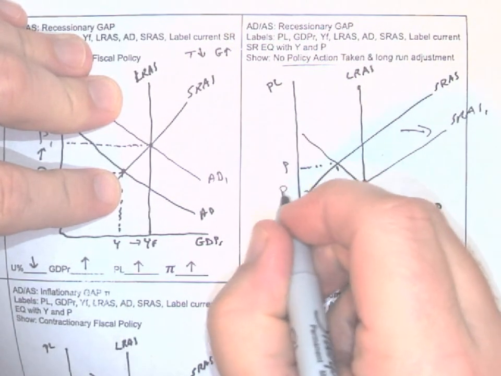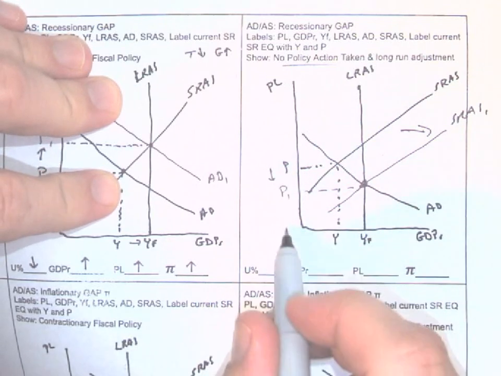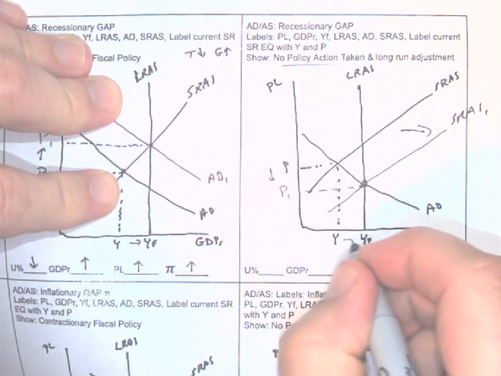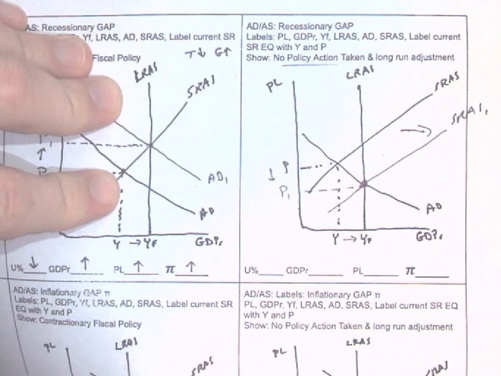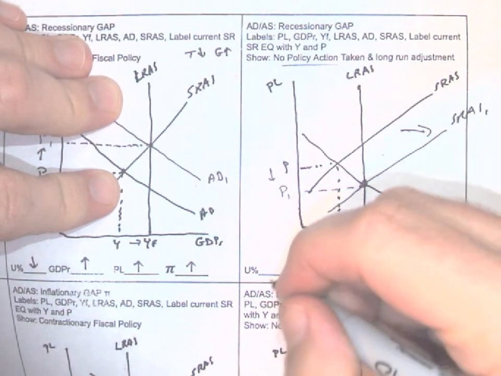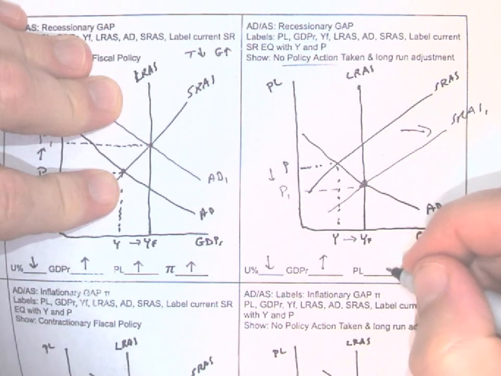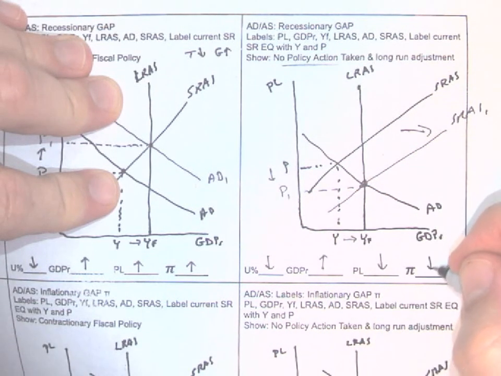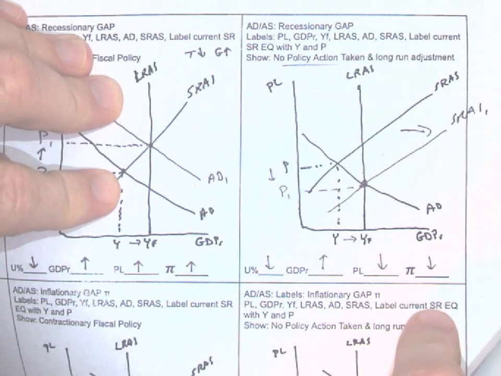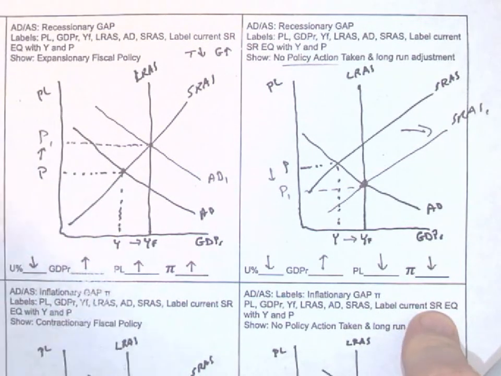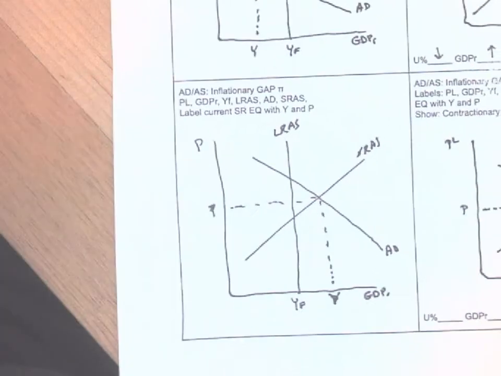So those long-run self-adjustments are going to lower the price levels, which is good for everyone, and it's going to increase GDP output, which is going to get us out of that recession. So unemployment is going to decrease, GDP is going to go up, price level is going to drop, and that's going to make inflation drop. So those long-run adjustments are going to be set up by our flexible wages because businesses and workers have to adjust.